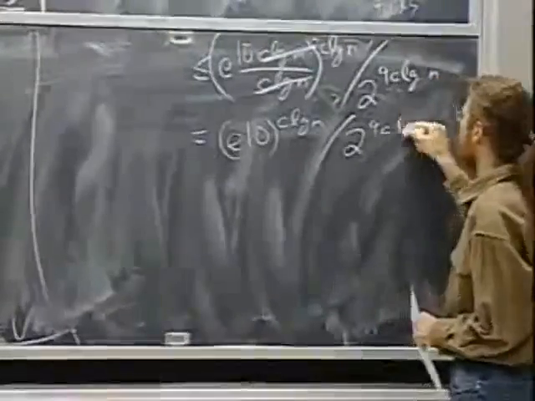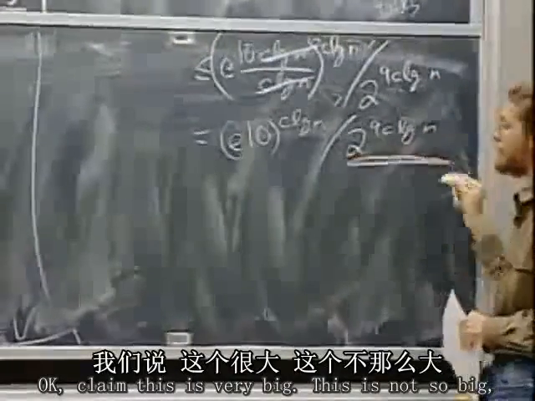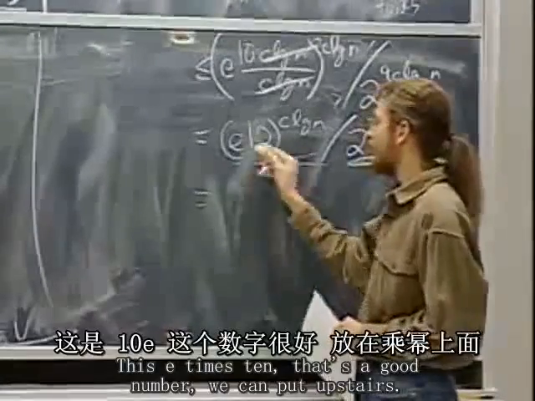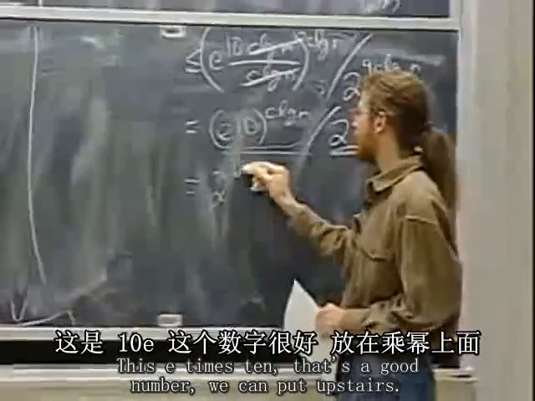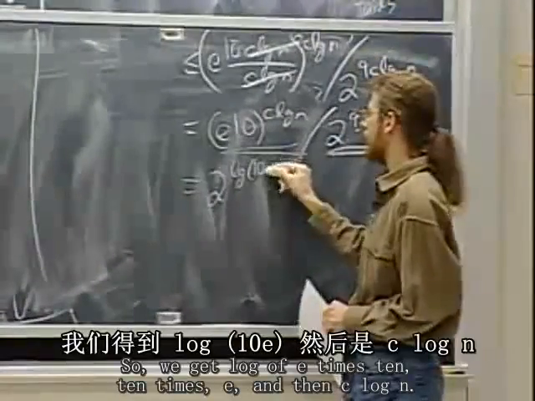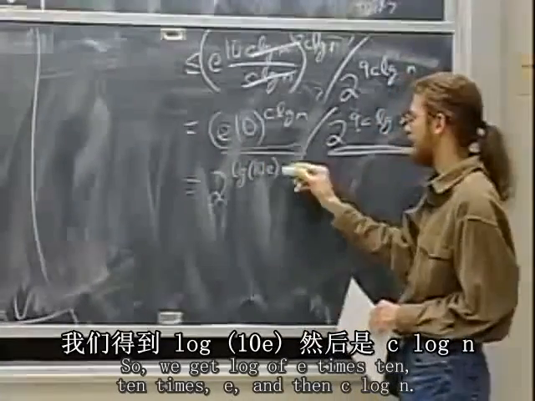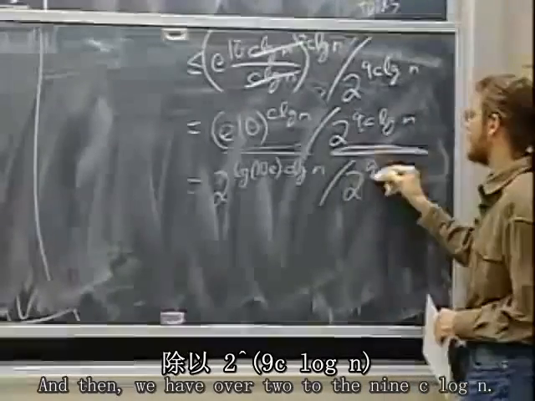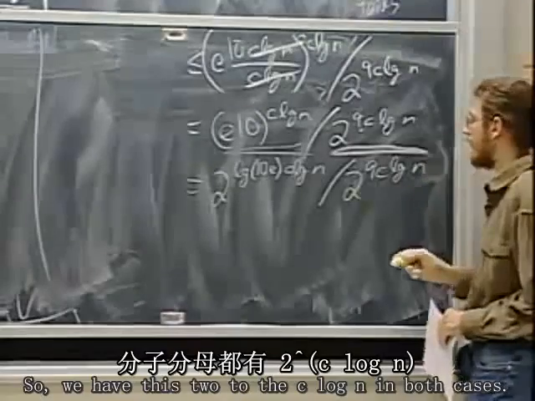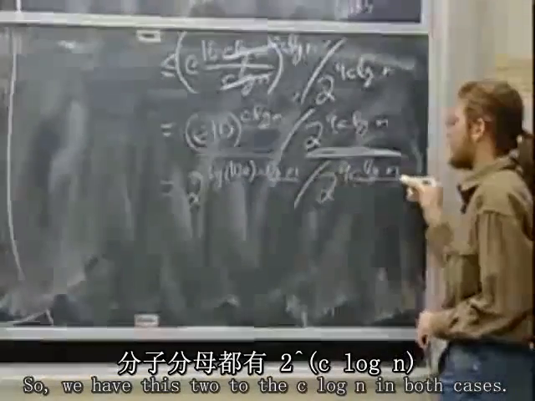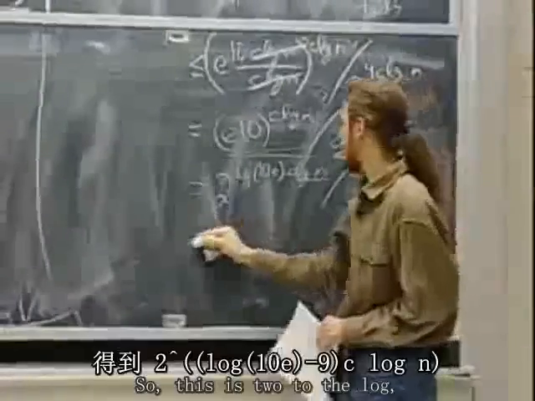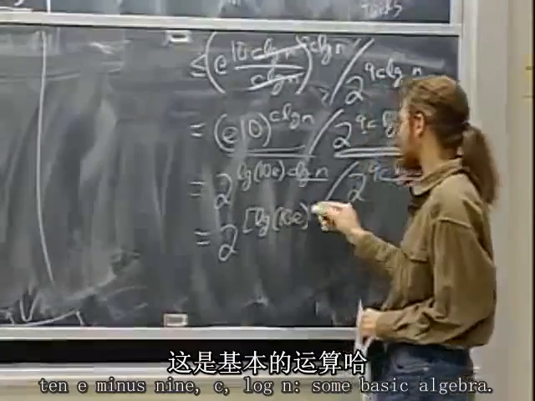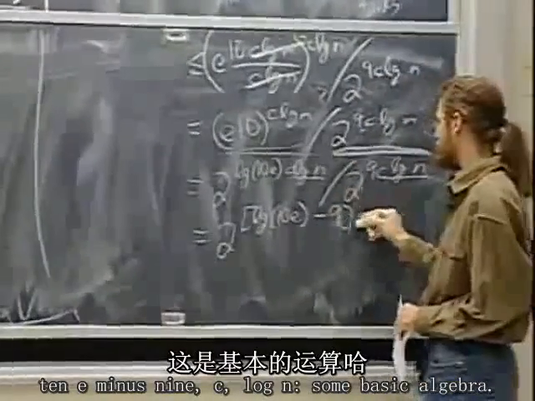Okay, claim this is very big. This is not so big because I have a 9 here. So let's work it out. This e times 10, that's a good number, we can put upstairs. So we get log of e times 10, 10 times e, and then C log n. And then we have over 2 to the 9 C log n. So we have this 2 to the C log n in both cases. So this is 2 to log 10e minus 9c log n.